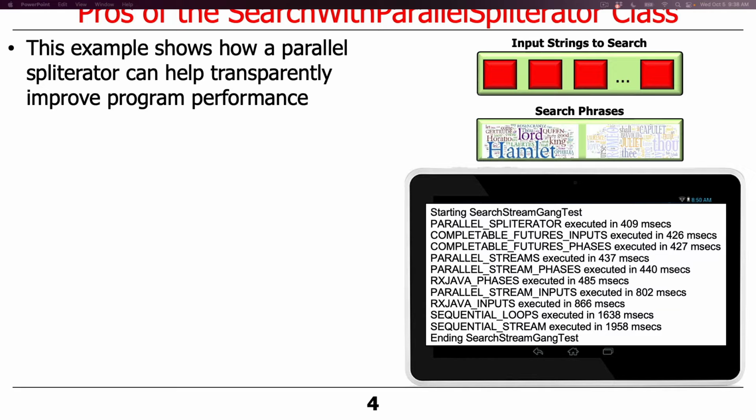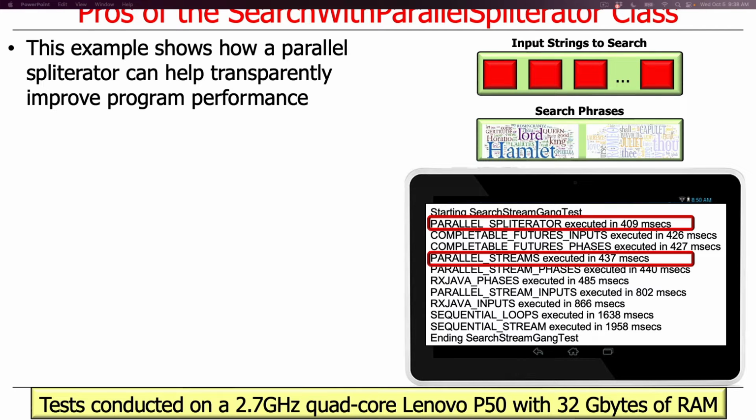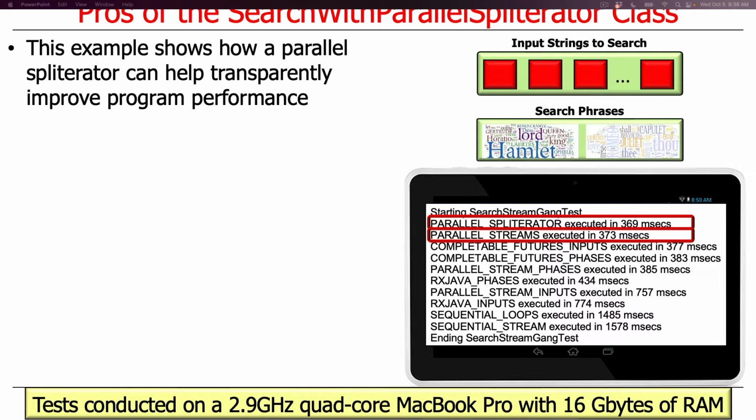And as you can see, the parallel spliterator implementation does indeed execute faster for this particular configuration than the version that used the parallel streams approach that didn't search the input string in parallel. And of course, all this stuff is way faster than sequential. So we can, in fact, improve performance.